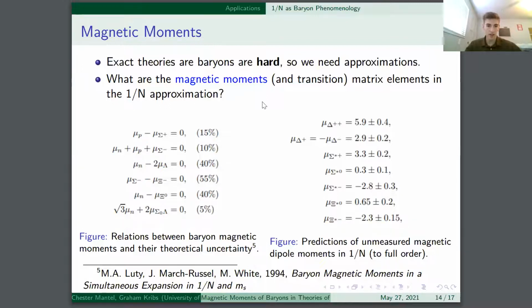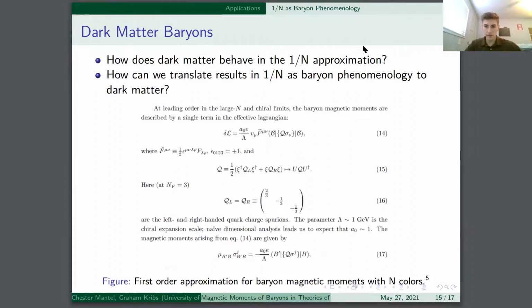So then, a question about dark matter, the most important one that we could ask: how does dark matter behave in the 1/n approximation? One thing that we would like to do is translate the results from the 1/n baryon phenomenology to dark matter, because what I've shown you so far was all done in the case of standard model baryons. How can we model them and then eventually recover the n=3 regime?